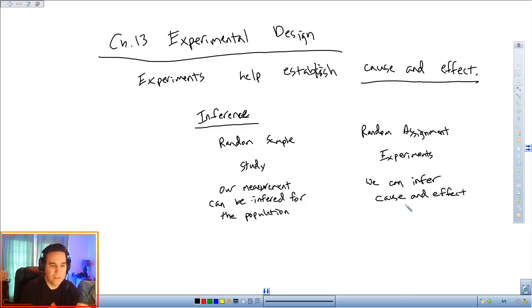If I wanted to prove that it works in the whole population, I would not be able to do it with volunteers. I would have to randomly pick people to be in my experiment. And once I randomly picked all my people, and it looks like the population, right? It's representative of the population, then I randomly assign into the groups. Then I could do cause and effect for the whole population.